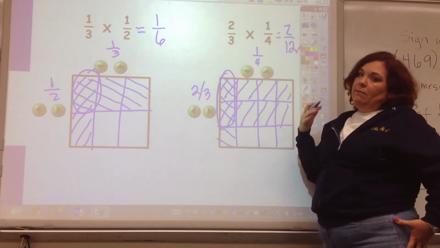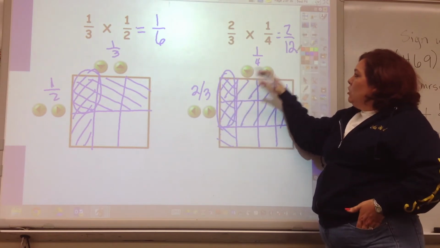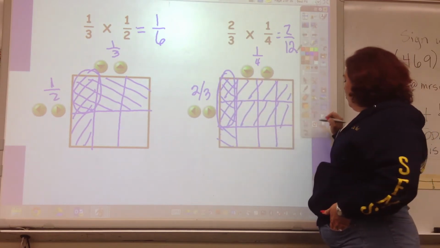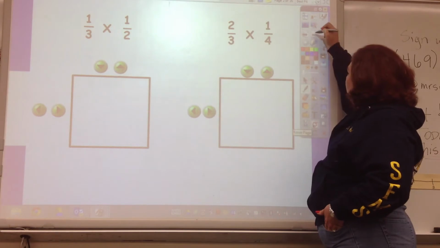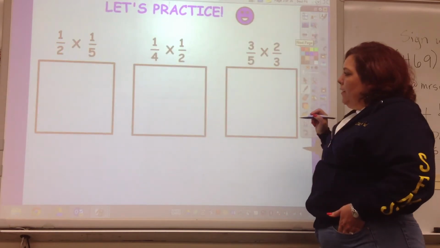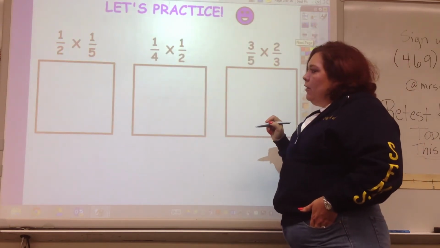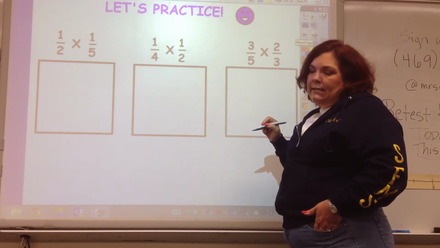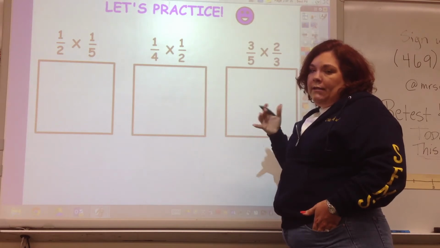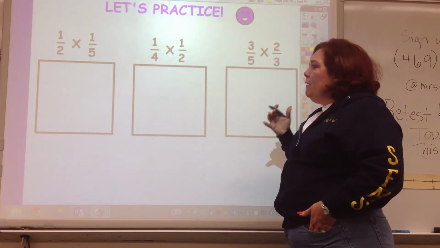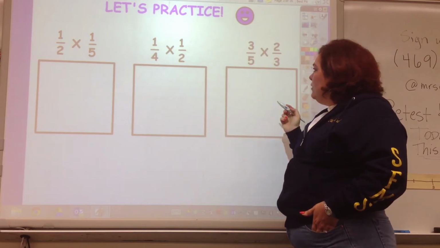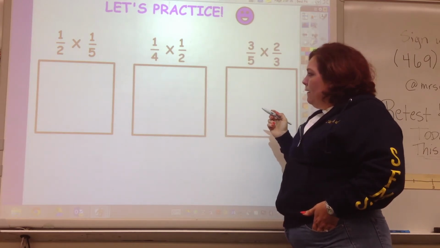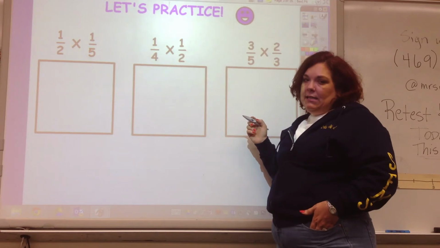So sometimes it'll be simplified, sometimes it won't. But this is 2 out of 12. That's what the model shows. So go ahead on your paper and just kind of practice these. And then we're going to look at being able to look at a model and say what it is. So go ahead and pause and sketch these real quick to make sure that you understand how it goes.